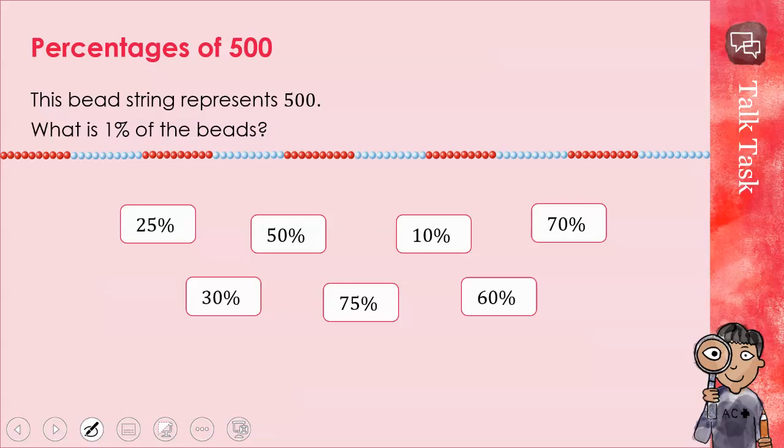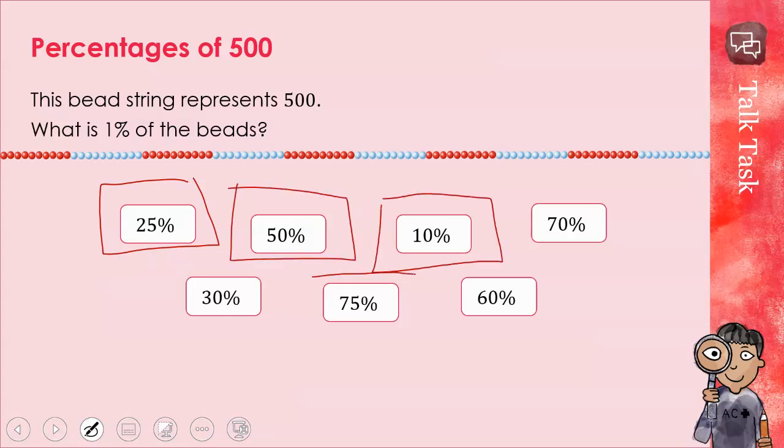Okay, for these questions, the ones that I'm highlighting now, these are ones which are common fraction equivalents. 25% is equal to a quarter, 50% is equal to a half, 10% is equal to a tenth, and 75% is equal to 3/4. For these questions, please try and work out what that percentage of 500 is. There are two ways you can do it. Let's do one together. Let's do 50% together.